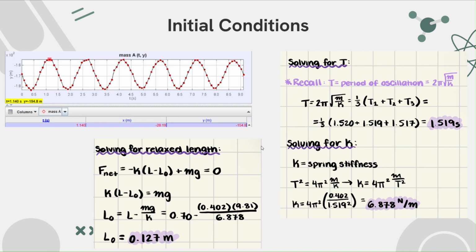For our initial conditions, we use the graph given by Tracker to solve for the relaxed length, which is going to be 0.127 meters. We solved for T using this equation to get 1.519 seconds. And then we solved for the spring stiffness, which was going to be 6.878.